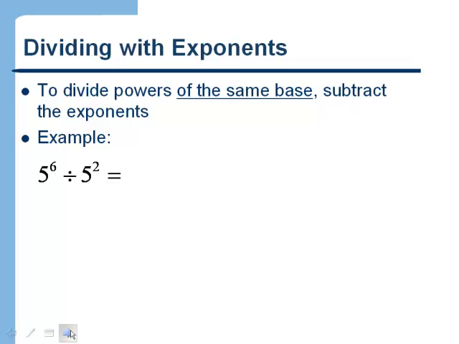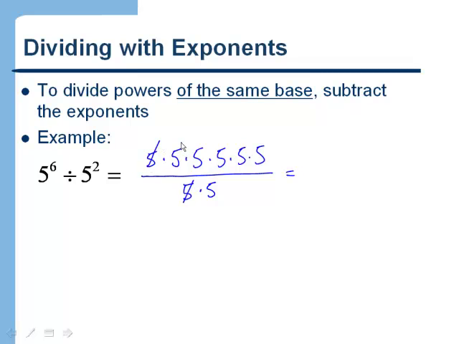And if we think about what this problem is, it's saying take 5 to the 6th, so 5 times 5 times 5 times 5 times 5 times 5, so there are my 6 fives, and divide by 5 to the 2nd, which is 5 times 5. Well, you'll notice what that's the equivalent of. I can cancel out a 5 and a 5, and a 5 and a 5, and so what I end up with is 5 to the 4th power.